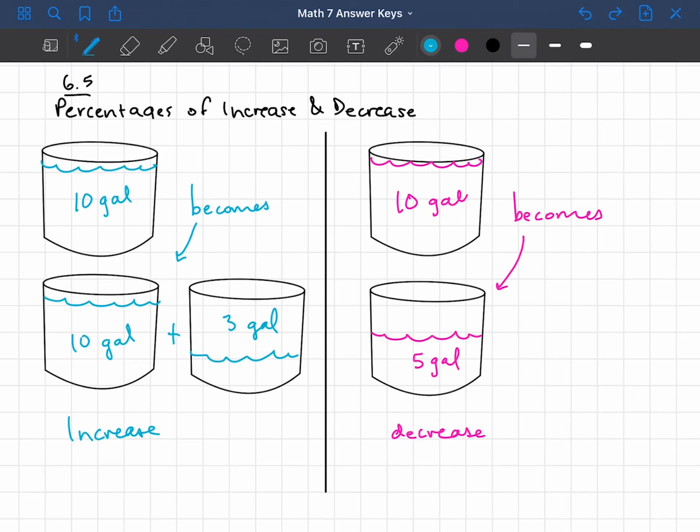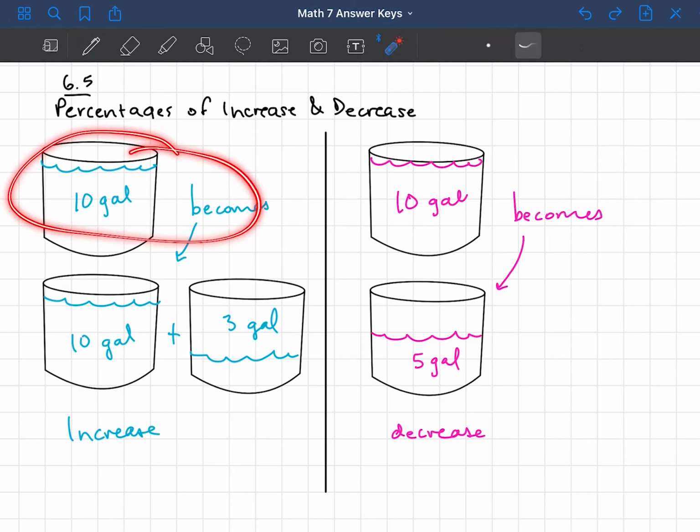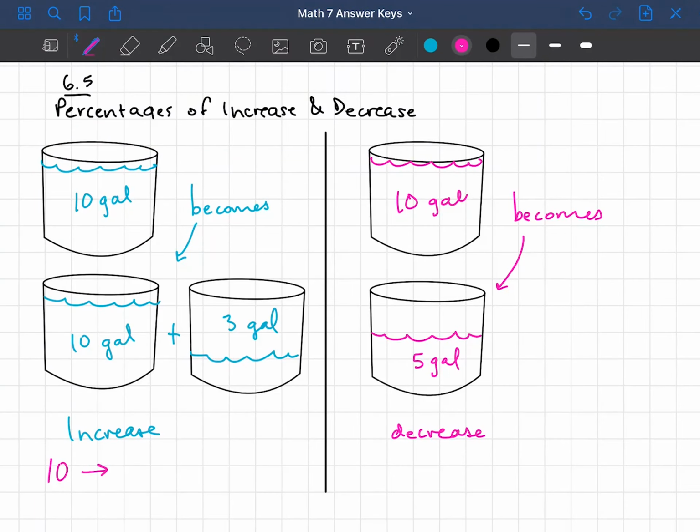And from this part here, where we start with 10 gallons and we ended with 13, that's an increase. Profound, right? On the right hand in the pink, you see that we started with 10 gallons, and from there, it became 5 gallons. So if we started with 10 and it became 5, that's a decrease. Again, shocking, right? This one's pretty easy because I made the starting value 10.